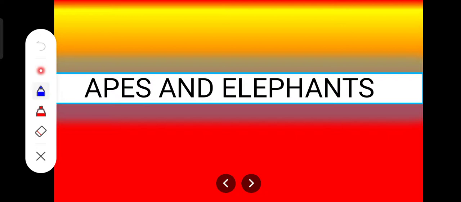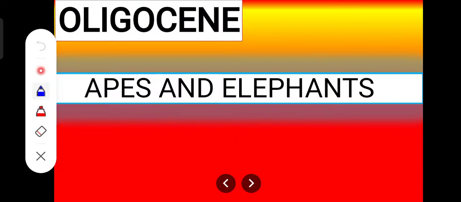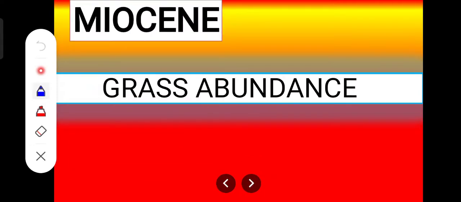We also have the Oligocene, the presence of apes and elephants. So in this period, the presence of mammoth and mastodon is no longer here. So it is substituted by the elephants, which are smaller. And we have here the presence of the apes. We also have the Miocene. So under the Miocene, there is an abundance of grass.